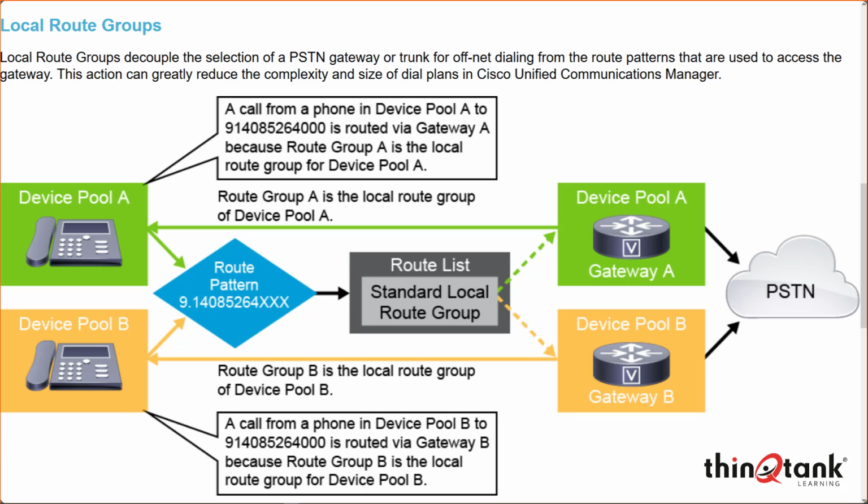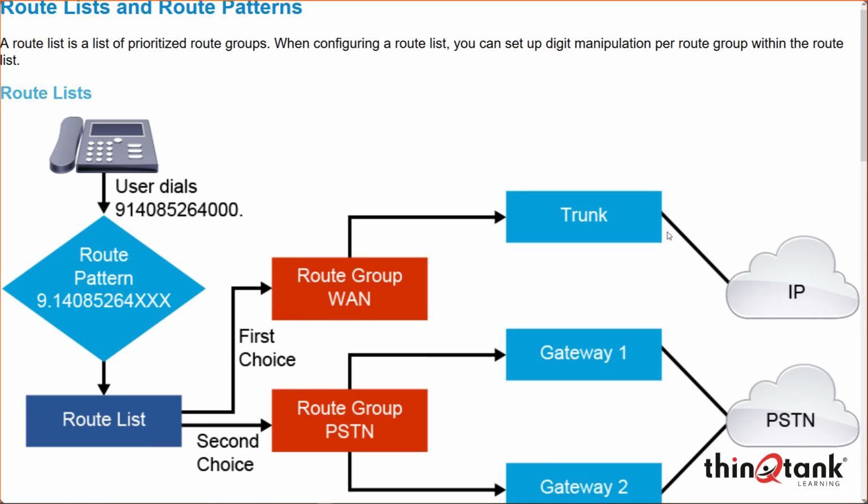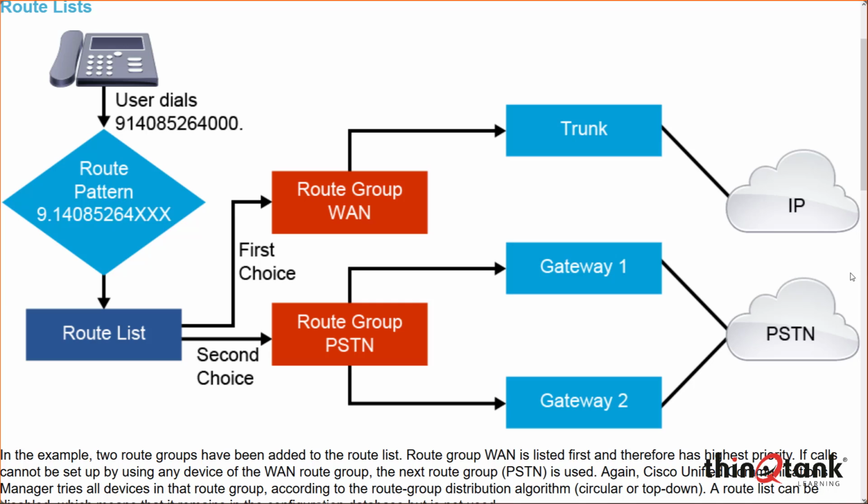Okay? Pretty straightforward thing to understand. Not too difficult to configure either. Now, as far as route lists and route patterns, route lists point to route groups point to devices. Guess where the pattern points? The pattern points to the route list. So in this particular example, we have a pattern of 9.14108.5264XXX. That points to the route list, and then we have our first choice and second choice in the group.